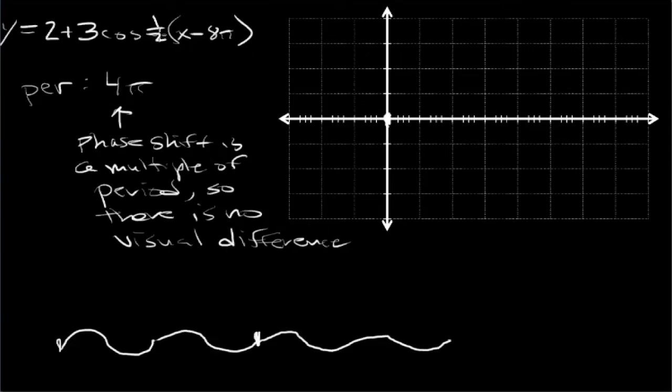So then what I'm going to do is take that period of 4 pi, and it turns out that 4 pi, well, this is half pi, 3 pi over 2, 2 pi. 4 pi ends up being right here. There's 4 pi. That means that my period happens from here to here.